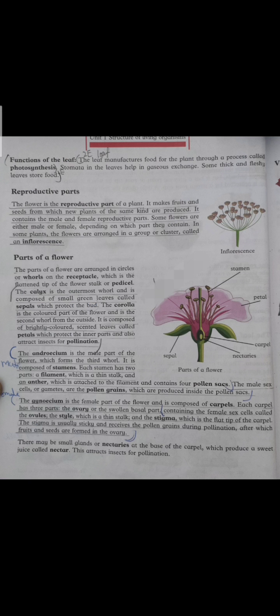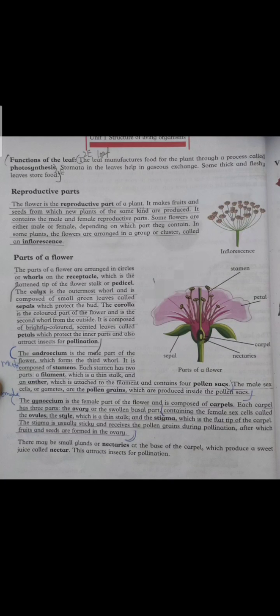Explain the functions of a leaf. Students, again open page number 4. Here are the functions of a leaf. The leaf manufactures food for the plant through a process called photosynthesis. Photosynthesis is the process of preparing food for the plant. The leaf processes this food.